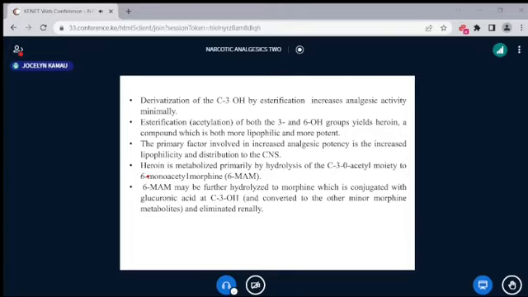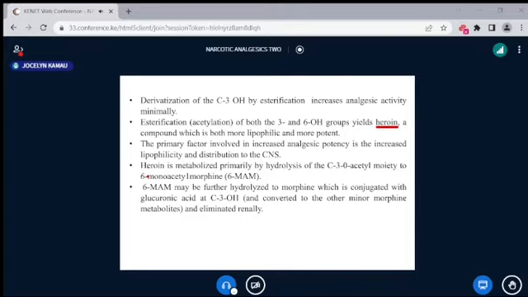Esterification or acetylation of both the 3 and 6 hydroxyl groups yields heroin. I believe all of us have had that drug. Heroin, very potent analgesic drug, and very highly abused. This again is because you have esterified the 3 hydroxyl group, you have esterified the 6 hydroxyl group.